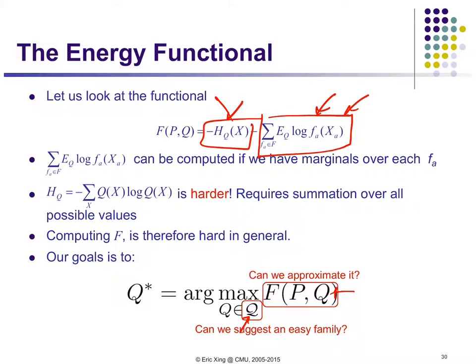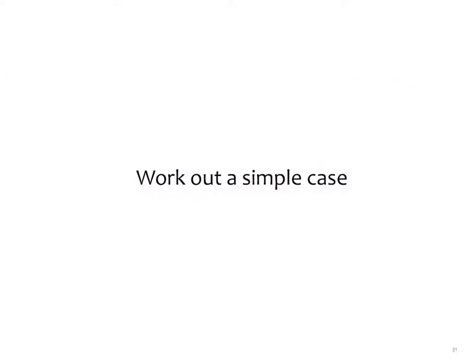So anyway, talking about the free energy, basically the general idea is that we change the inference algorithm into an optimization algorithm, so we come up with an energy that we want to minimize. That's the general idea. So let's work out a simple case.